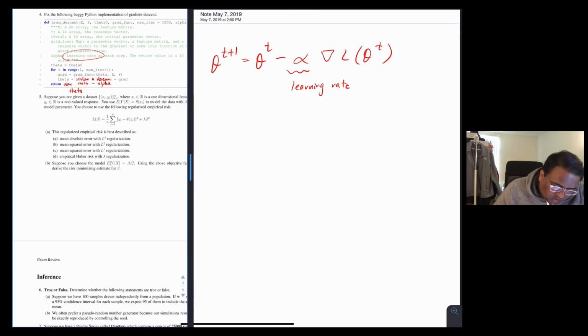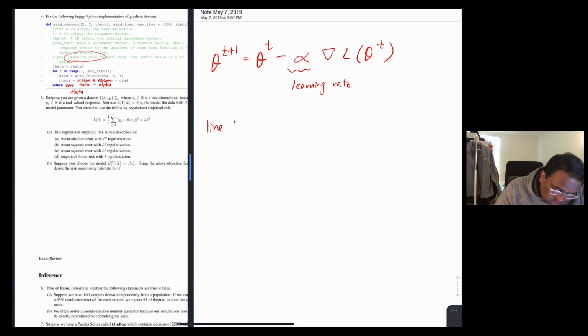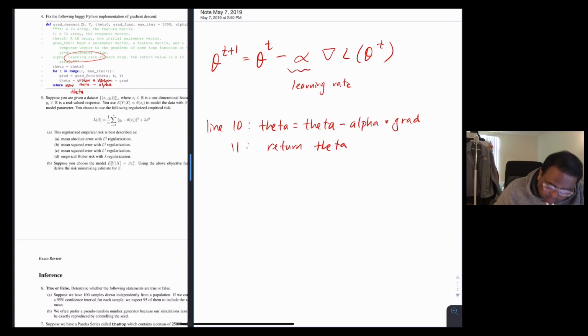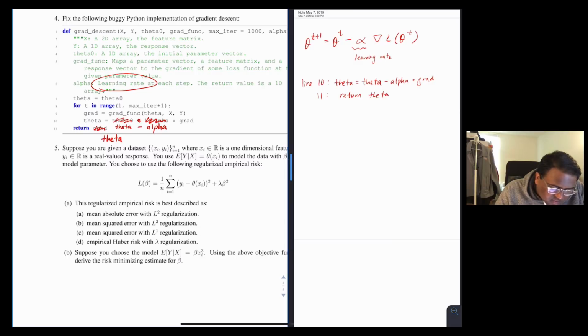Okay, so a little more concretely, what were the mistakes? Line 10 should have been theta is theta minus alpha times the gradient. In line 11, it should just be return theta. When we did this discussion in person, a lot of students didn't think that 1 over alpha was a mistake.